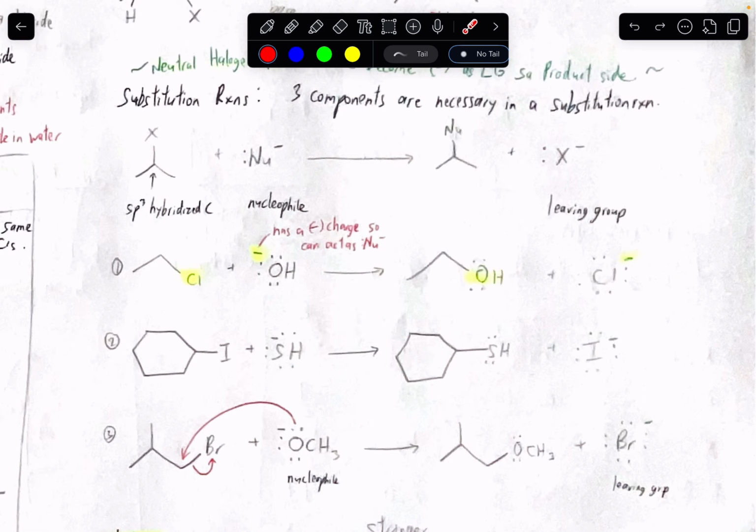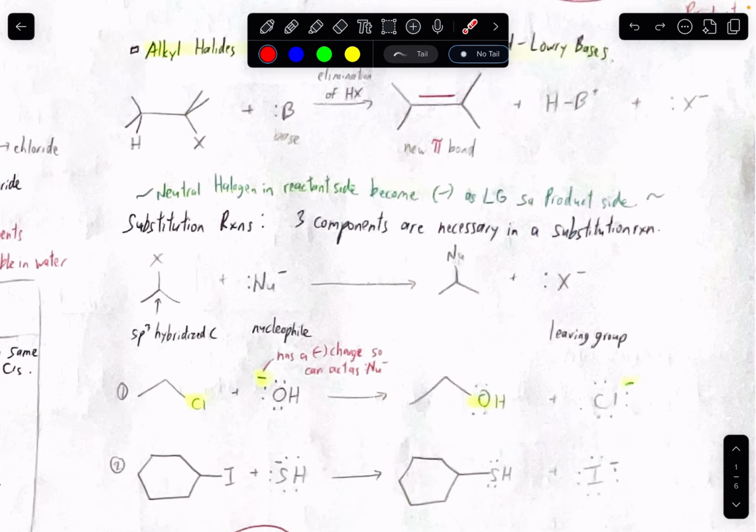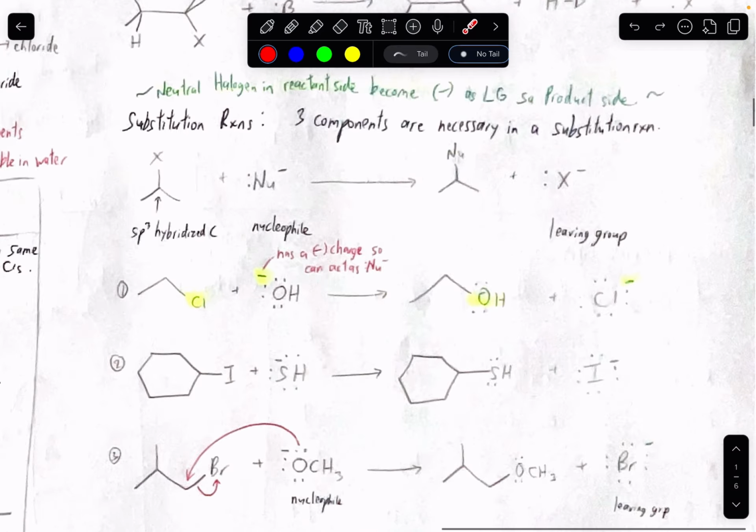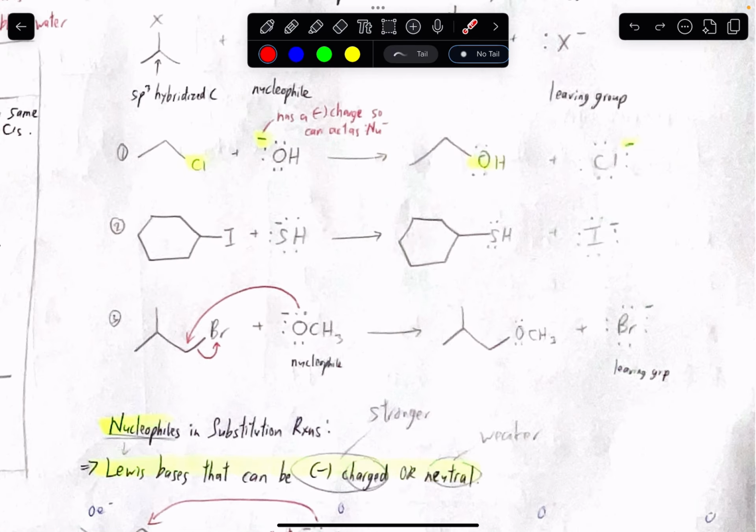Substitution reactions, again, need 3 components. You have to know how to identify those 3: namely the substrate, the nucleophile, and the leaving group. The leaving group is usually the halogen, within the context of alkyl halides. This has been the same example as earlier. Let's look at this first example.